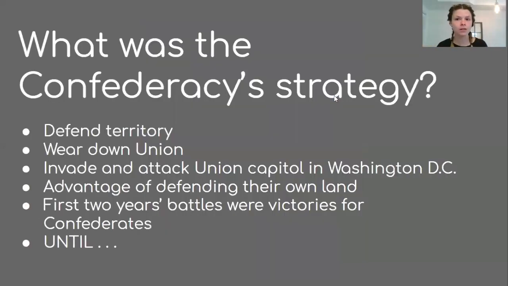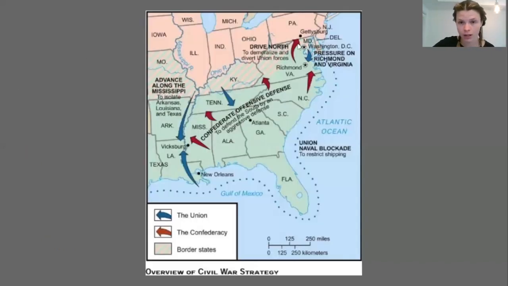What was the Confederacy strategy? Well, 1, defend their territory. 2, wear down the Union. 3, invade and attack the Union capital in Washington, D.C., like we saw on this map. Washington, D.C. is right here, okay? So that's the Union capital, and this is the Confederate capital, and both capitals want control of their other capital.